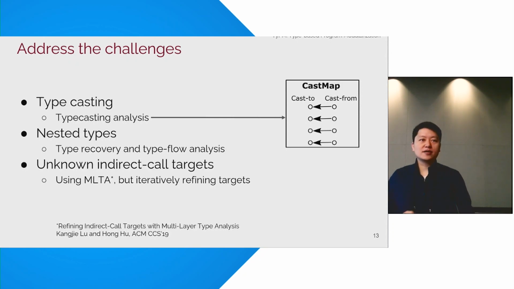Second, objects can be really complicated. A field of a struct can point to other structs, and recursively. So we also have to carefully recover these kinds of nested types. And also, type itself doesn't include the direction of the data flow, so we also need to recover the flow direction of types, and we perform the type flow analysis. And typing requires knowing the targets of individual calls, which is unknown by default. So we also need to figure out individual call targets, and I will talk about how we do that later.